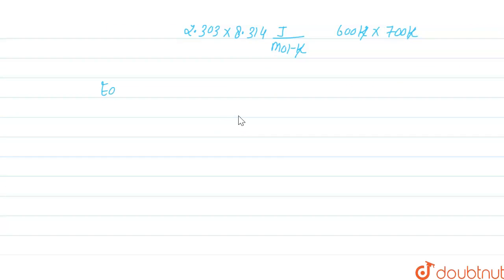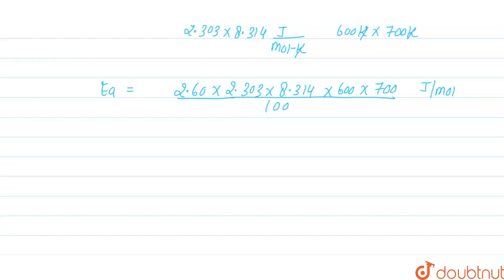Now rearranging the terms, we get the activation energy Ea equal to 2.60 into 2.303 into 8.314 into 600 into 700, whole divided by 100, and the unit left is joule per mole. Calculating this, we get the activation energy Ea equal to 209086.80 joule per mole.